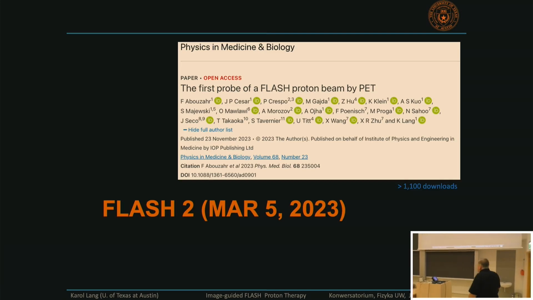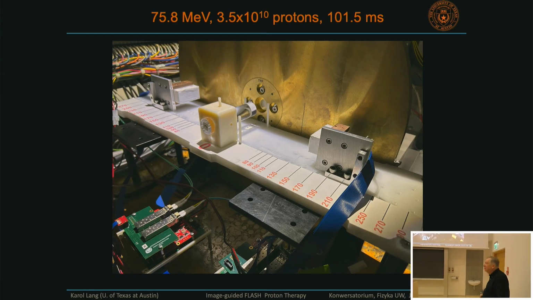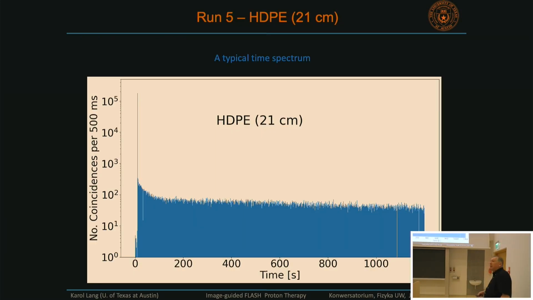But because of this dead time, and the importance of looking within the spill, we were forced to go again to MD Anderson. We went there 6 weeks later and did the same thing, but with various improvements. Now we took data for 20 minutes and with 6 different phantoms.